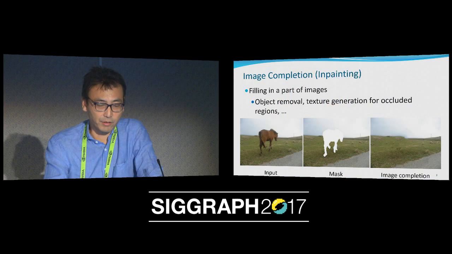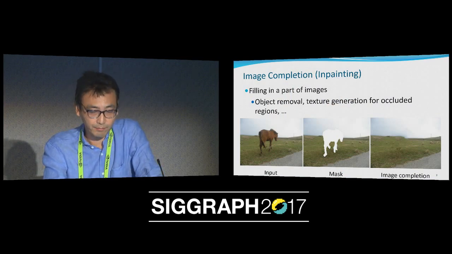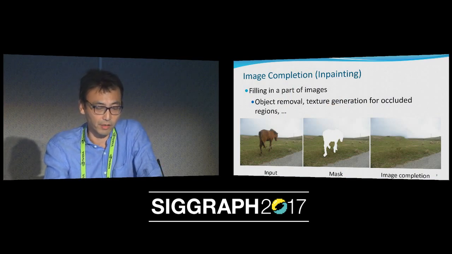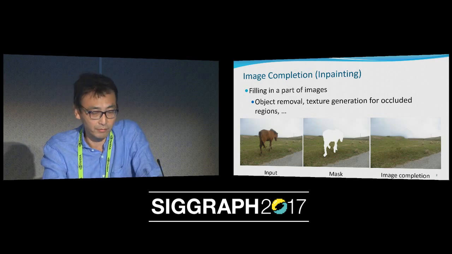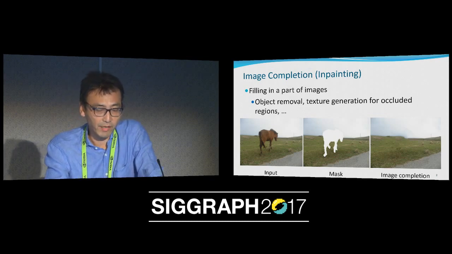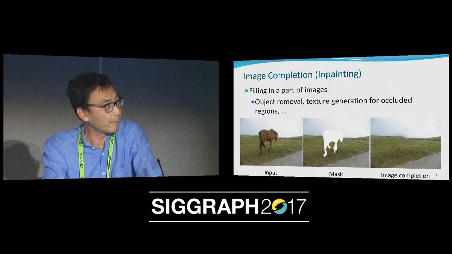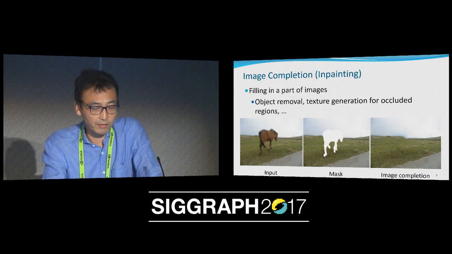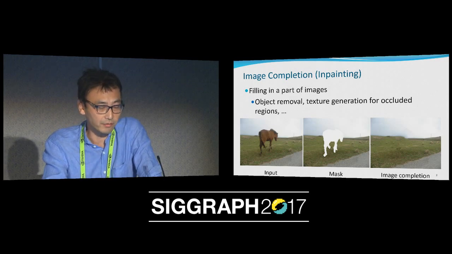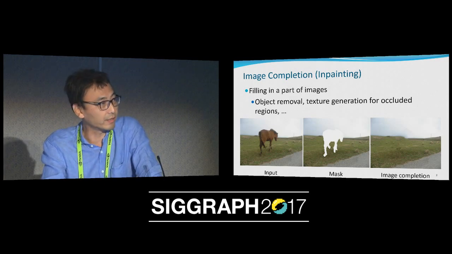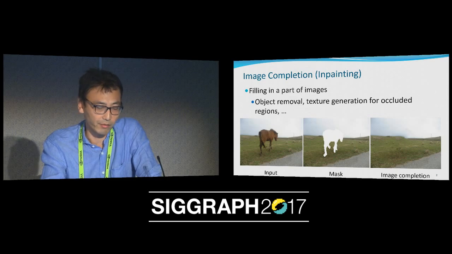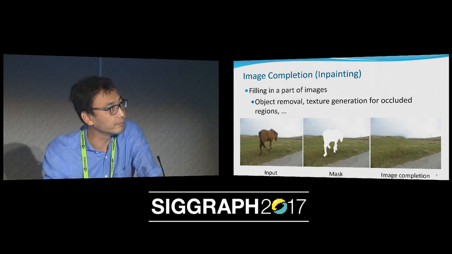Image completion, also called inpainting, is one of the popular topics in computer graphics and computer vision. It allows filling in a part of an image with alternative content. This technique is, for instance, used for removing unwanted objects or generating occluded regions for image-based 3D rendering.